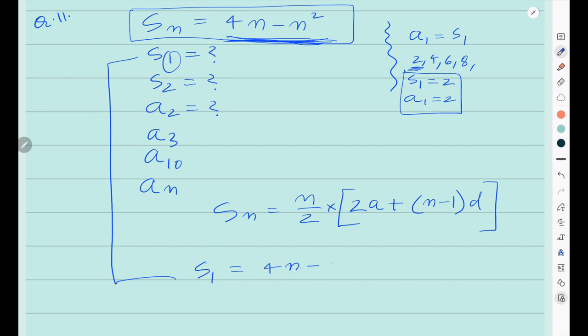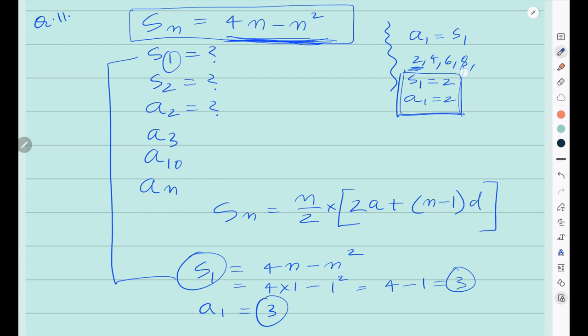Because the sum is 4n minus n square, here the value of n is 1, so S1 is 4 minus 1, which is equal to 3. So S1 is equal to 3. Then A1 will also be 3, because we have already seen that S1 and A1 are the same. The first term and the sum up to the first term are the same. Okay, so this is what we have already found out.